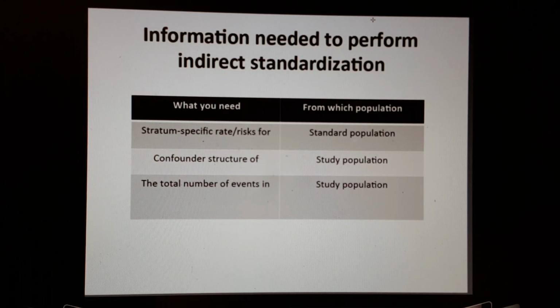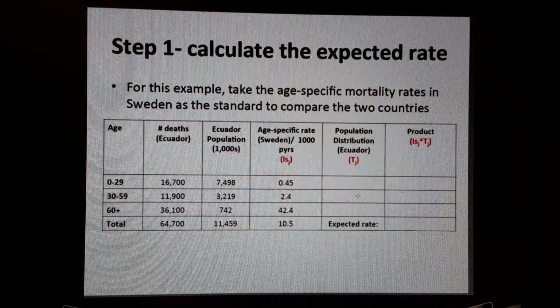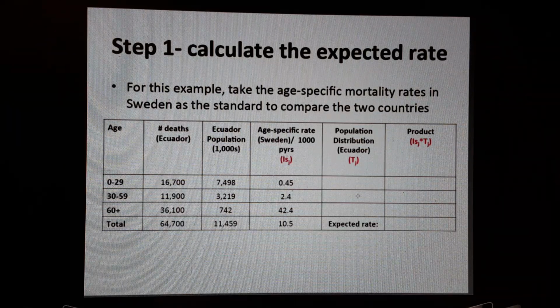So the information you need to perform an indirect standardization: you need stratum-specific rates for your standard population. Okay, so this is the opposite to direct. And then you need the confounder structure of your study population and/or the total number of events in your study population. Okay, so totally the opposite of direct. So how we're going to calculate indirect standardization is first you need to calculate the expected rate. This is the rate that you expect to see in your population.